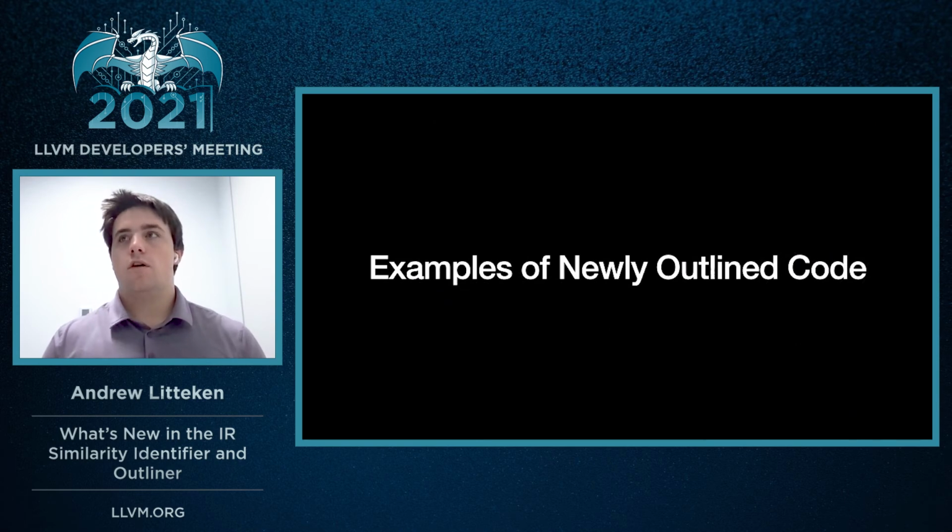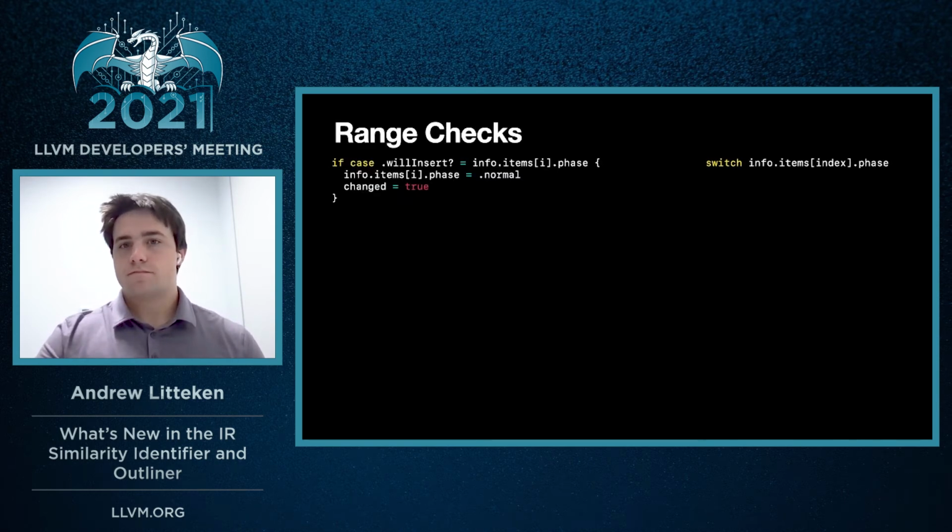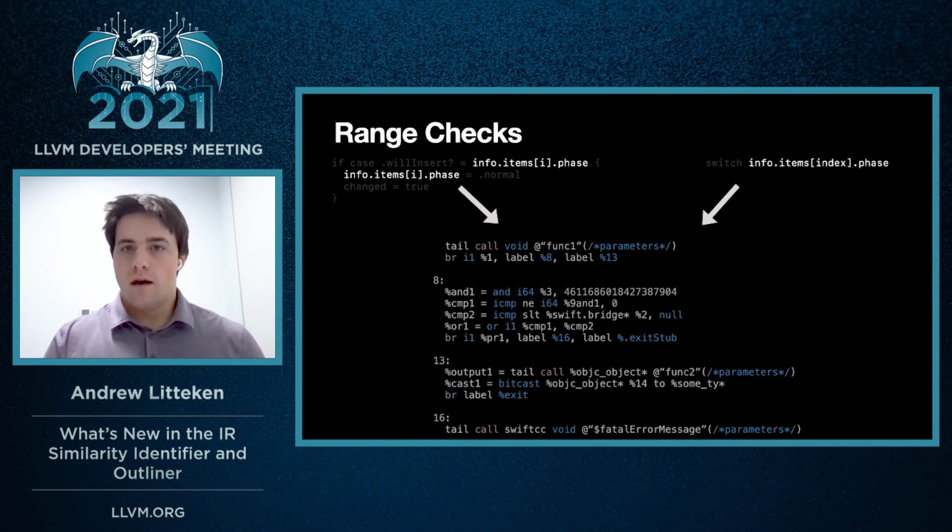So what new code did we outline from the SwiftUI project? One example is repeated code from expansion from Swift performing range checks on arrays. Whenever a programmer tries to index an array, Swift performs a check to ensure that that index isn't out of bounds. This generates a set of branching instructions for each check made in the program. Many programming languages have this feature, and it happens a lot, providing many opportunities for outlining code in Swift and many other languages.